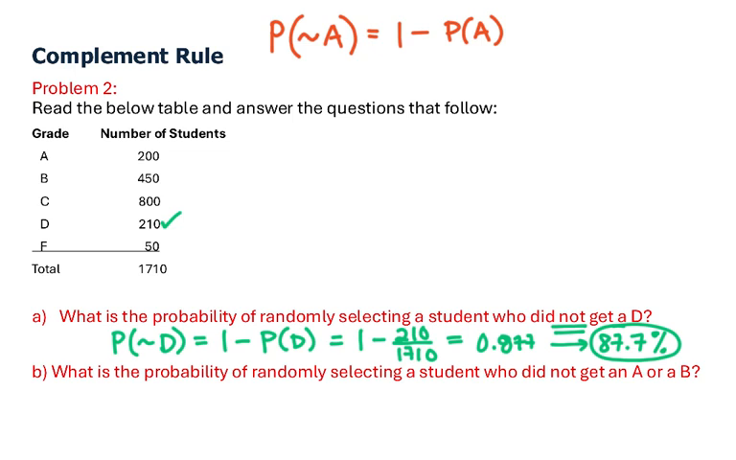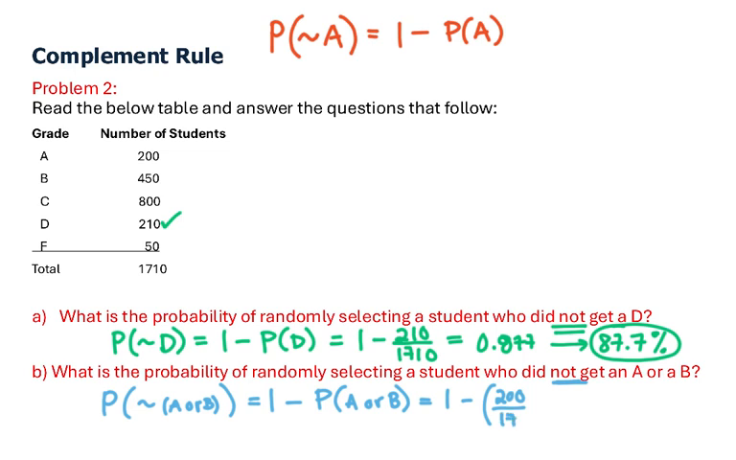So similarly, if we want to know the probability that a student we picked randomly did not get an A or a B, so the probability of not an A or a B is going to be 1 minus the probability of A or B, which is 1 minus, remember the probability of A was 200 over 1710, or in probability usually translates as a plus, 450 over 1710. And we'll put that in our calculator, and it ends up being about 62%.